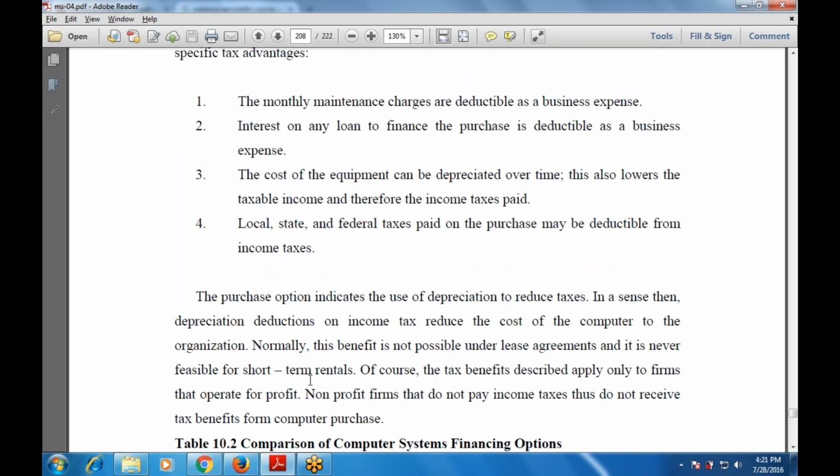And of course, the tax benefits described apply only to firms that operate for profit. Non-profit firms do not pay income taxes, so they do not receive tax benefits from a computer purchase.